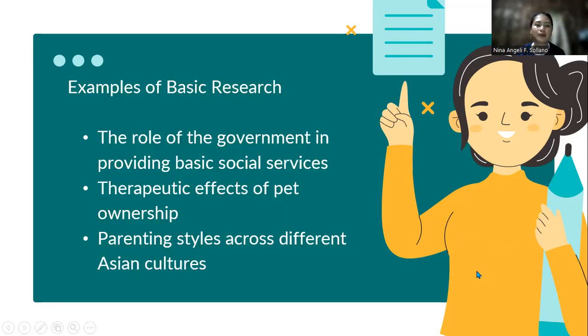So here are the examples of a topic on basic research. First is the role of government in providing basic social services. Second, therapeutic effects of pet ownership. And third, parenting styles across different Asian cultures. So what you have noticed, these topics, again, are more on theories. If you ask random people about these topics, they have different opinions.